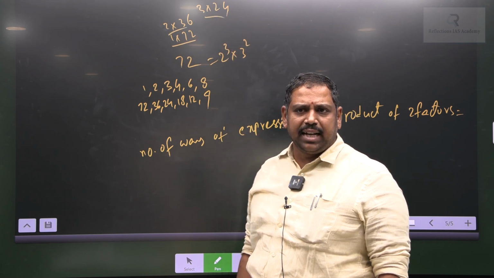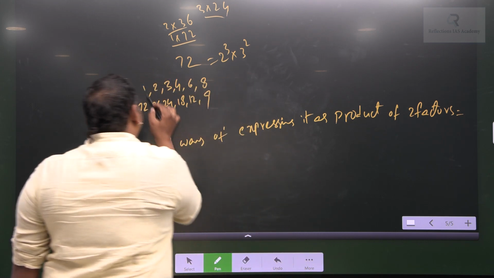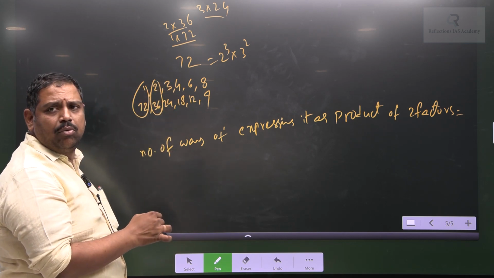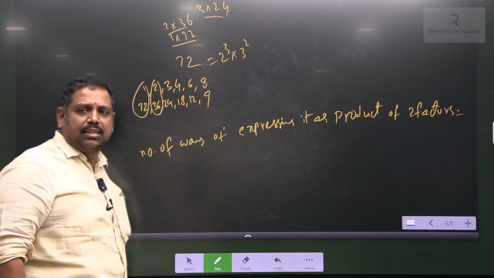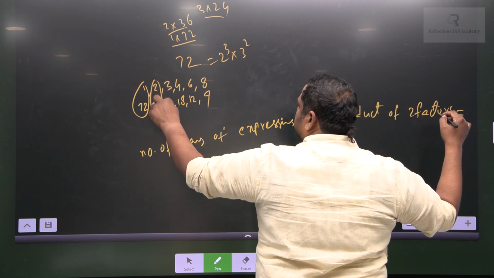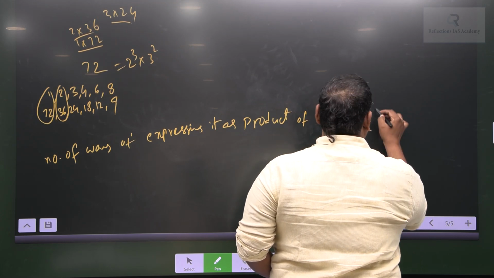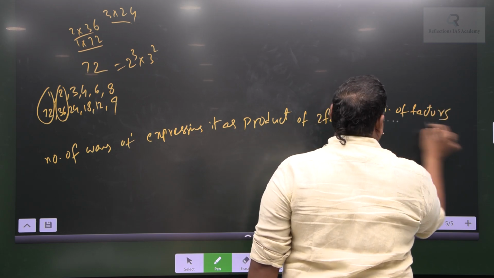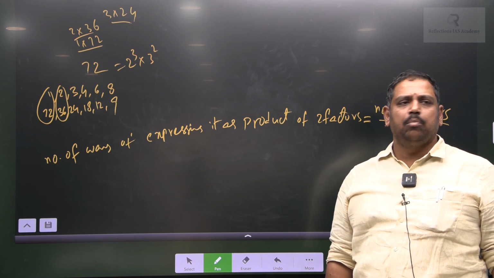The number of ways of expressing it as a product of two factors is very simple here. These two product is 72, these two product is 72. Yes or no? That means 6 ways. Nothing but we have 12 factors, and the 12 factors are taken into 2 halves, right or wrong? That's why it is nothing but divided by 2. The answer is number of factors by 2. Get my point, all of you? Number of factors by 2.